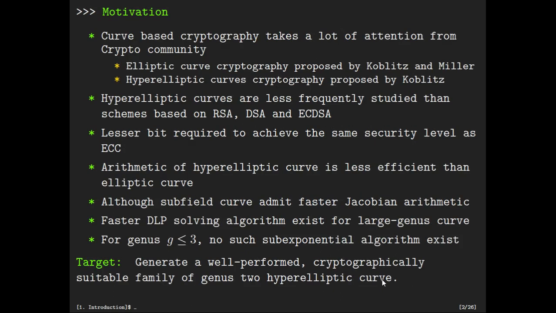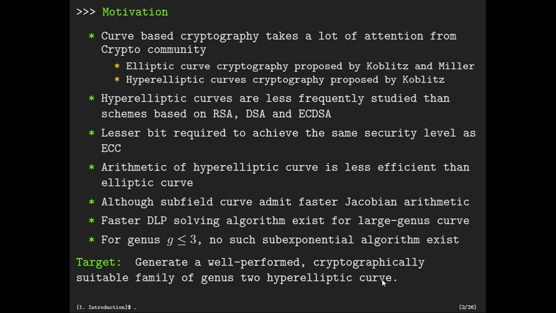Curve-based cryptography took a lot of attention from the cryptography community after the introduction of elliptic curves by Koblitz and Miller independently. Later, Koblitz proposed that hyperelliptic curves are also useful for cryptography. Hyperelliptic curve cryptography is less frequently studied than areas like ECC or cryptography based on RSA, DSA, etc. It needs fewer bits to achieve the same security level as elliptic curve cryptography.